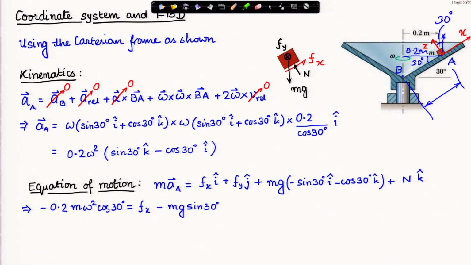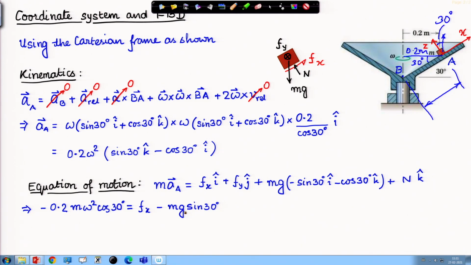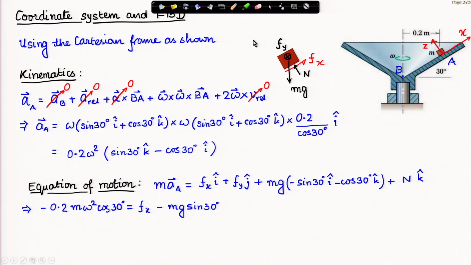Now, we look at the components. Here the first thing we look at is the i cap component. Mass times acceleration in i cap, acceleration in i cap is 0.2 omega square times minus cosine 30 degree. So, this and mass is sitting here, and that is equal to all the forces in the i cap direction. These are the two forces in the i cap direction. Therefore, we have these two terms on the right hand side.